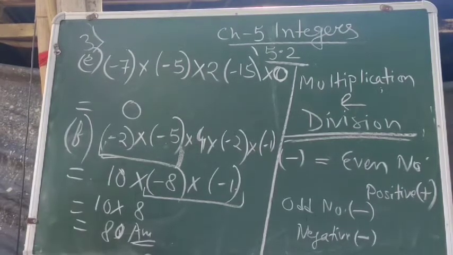Number 3E we have done, right? Sorry, this is not E, this is F. F minus 2, okay.